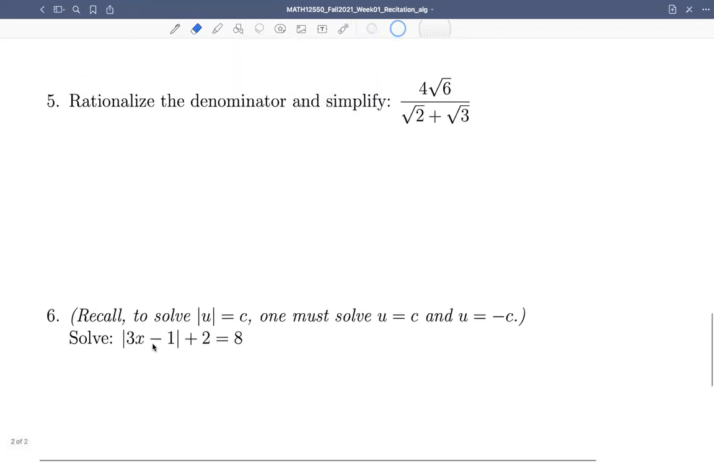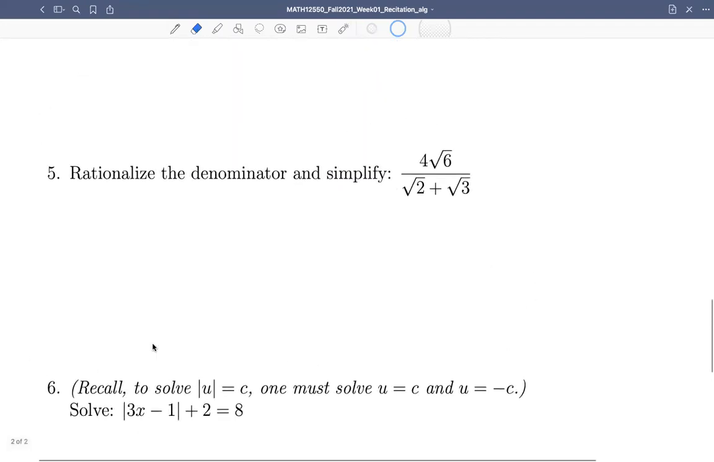Let's say 5. Oops, 5. For 5 we want to rationalize the denominator because there are irrational numbers in the denominator. Irrationals means it doesn't really make sense to us. So what do we do? We multiply by its conjugate. Its conjugate is the square root of 3 minus square root of 2, divided by itself. So basically we multiply by 1. And this one is the square root of 3 minus the square root of 2.